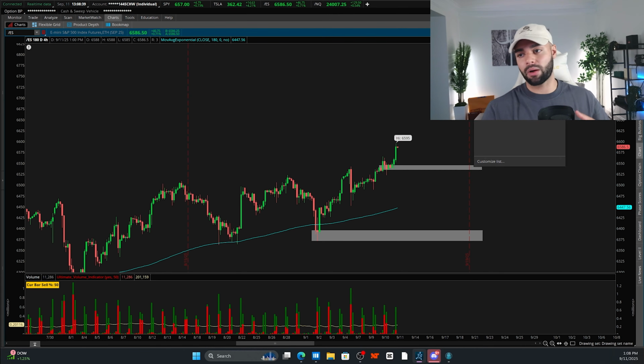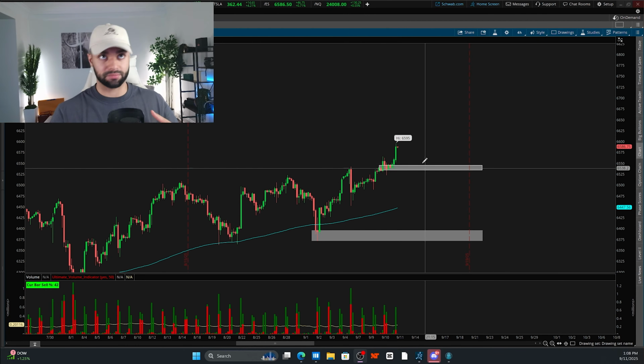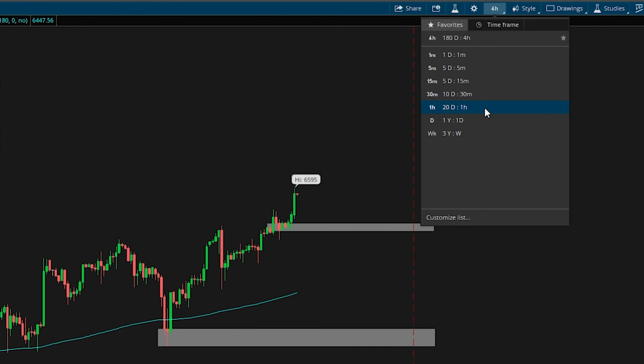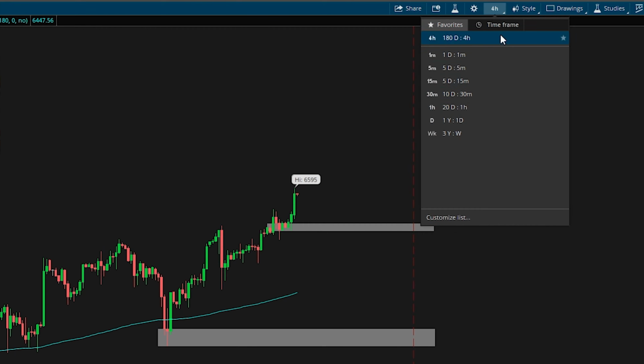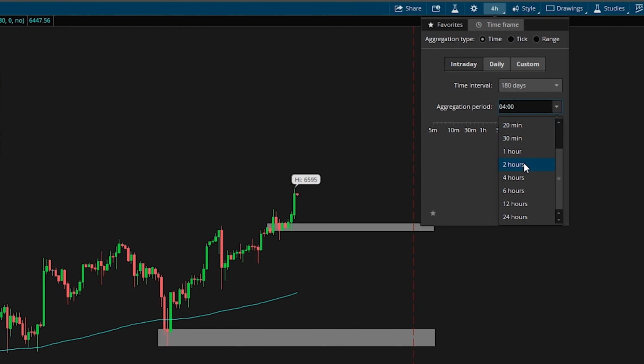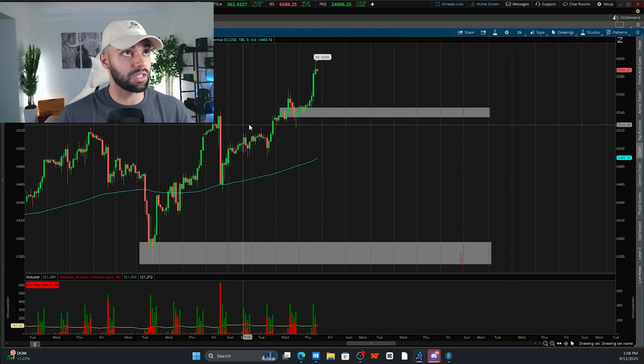Now what I do is I work my way down all the way to the 30-minute time frame. I start on the 4-hour, I go to the 2-hour, I go to the 1-hour, then I make it as perfect as I can on the 30-minute time frame. So what that looks like is this. Let's go to the 2-hour and see if we can make these zones look even better.